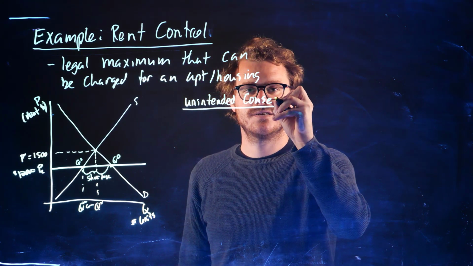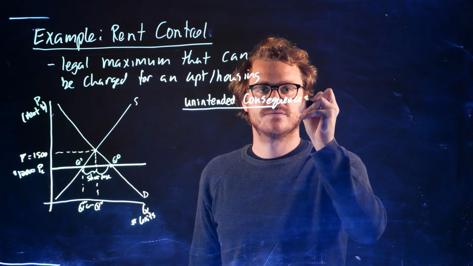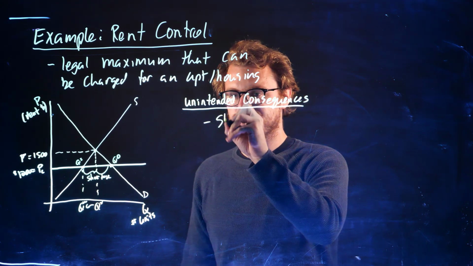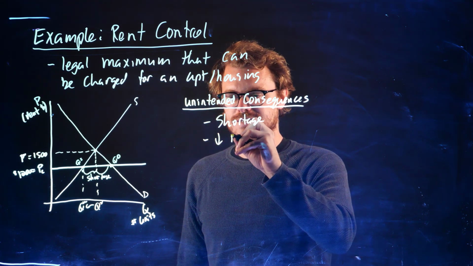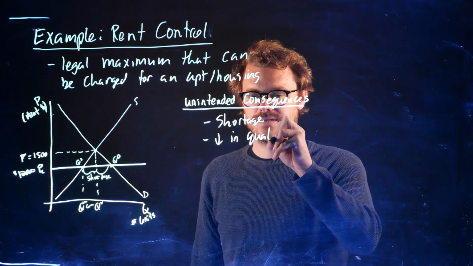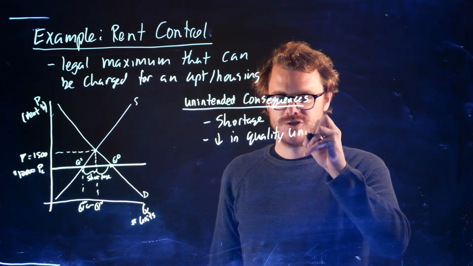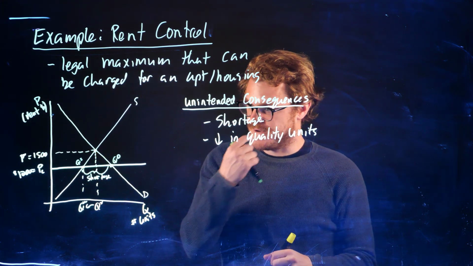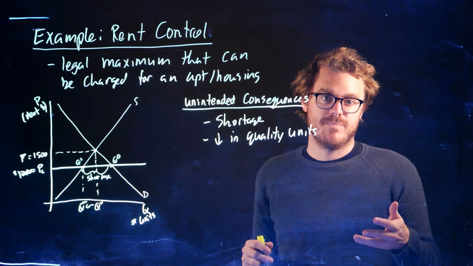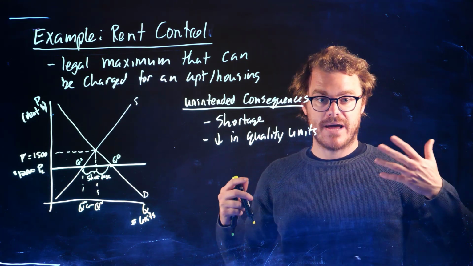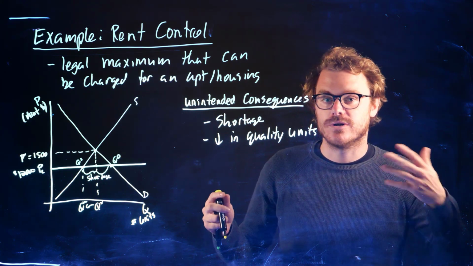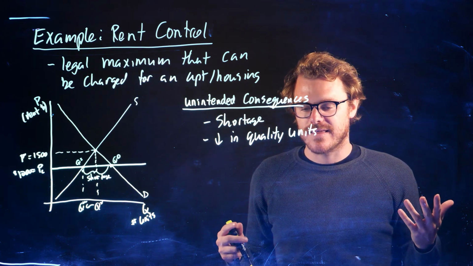we'll write it all out. So there's going to be a shortage. There's going to be a decrease in quality units. So if you can only charge $1,200 a month, then all of a sudden you might not have a really nice unit. You might just let it get more into disrepair and not repair it enough, not change the floors or the cupboards or paint it and things like that.